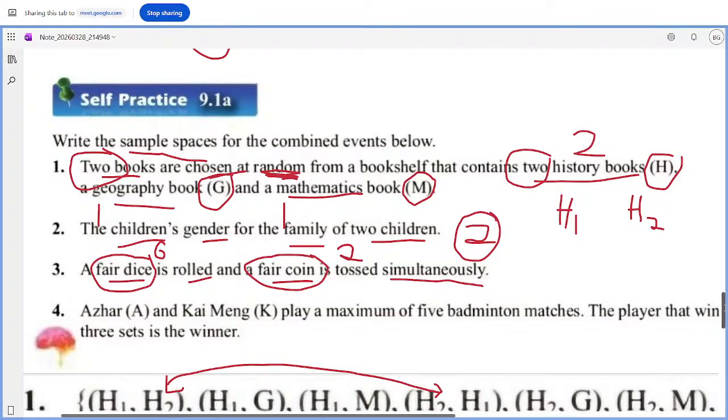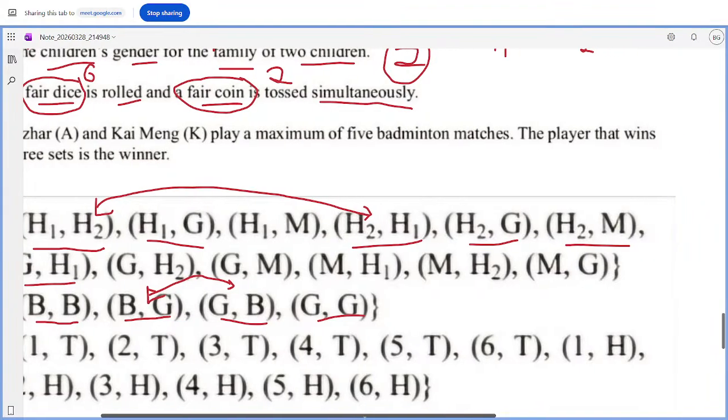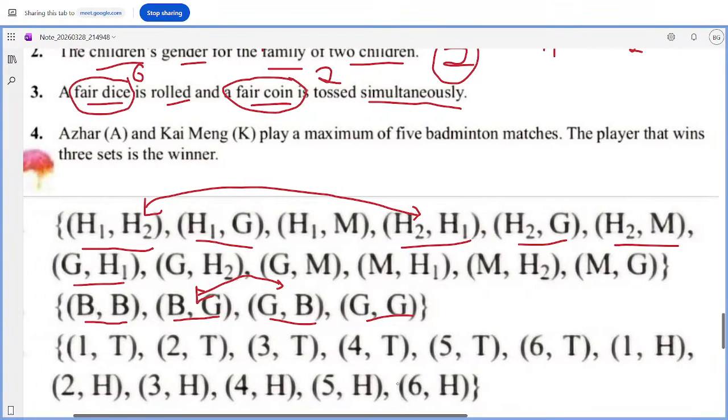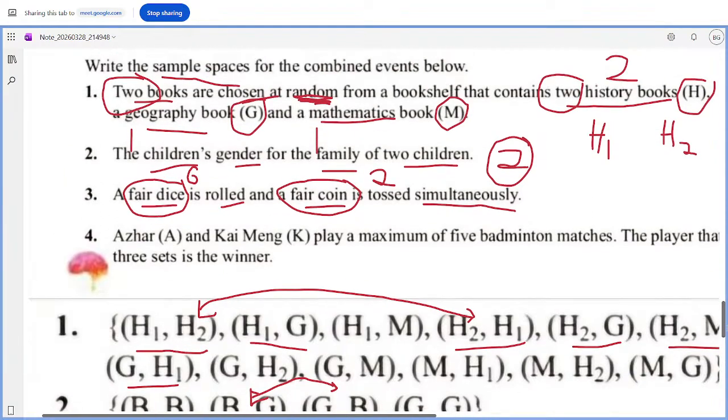So you can label it like this: 1T, 2T, 3T, 4T, 5T, 6T, 1H until 6H. So total 12. Okay, guys, why do they say must be fair dice and fair coin? Do you all know the reason? Why not they just say a dice is rolled and a coin is tossed simultaneously? Why do they emphasize the word fair? Do you all know the reason?